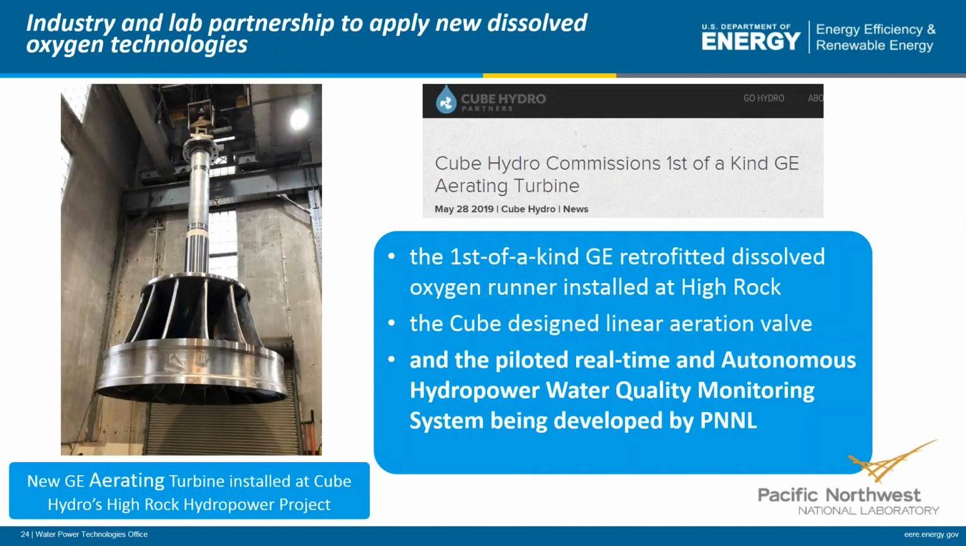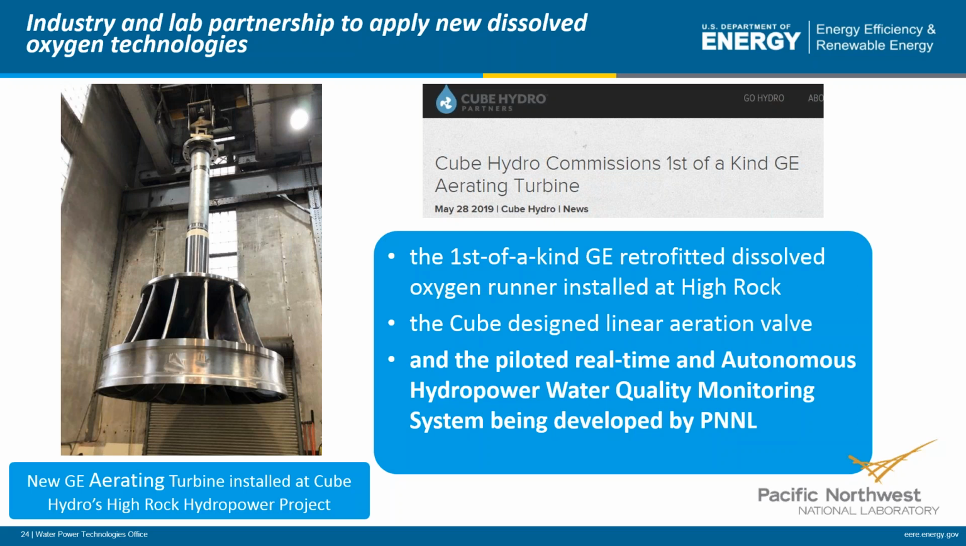So I'll go to the next slide. General Electric has now developed a new hydropower runner that can be retrofitted to more efficiently increase dissolved oxygen injection into the discharge of a plant.